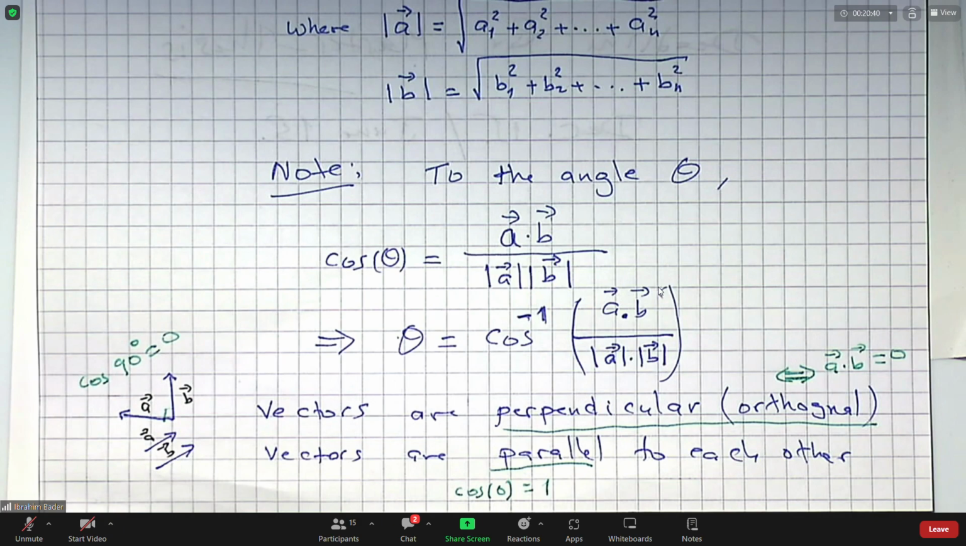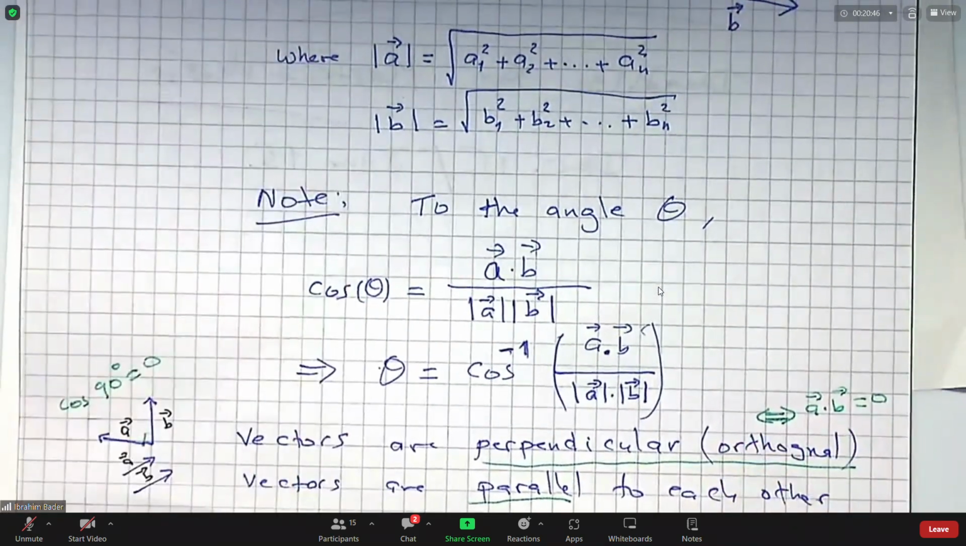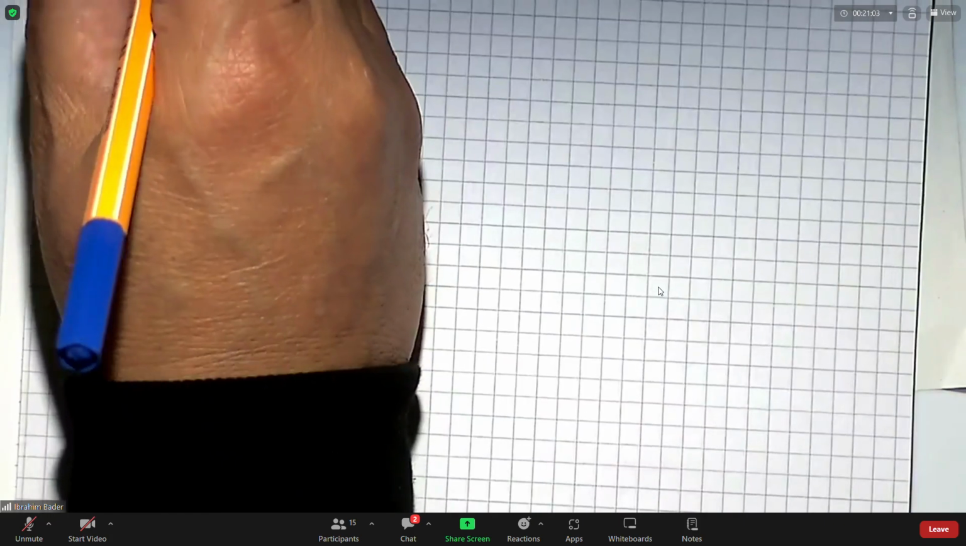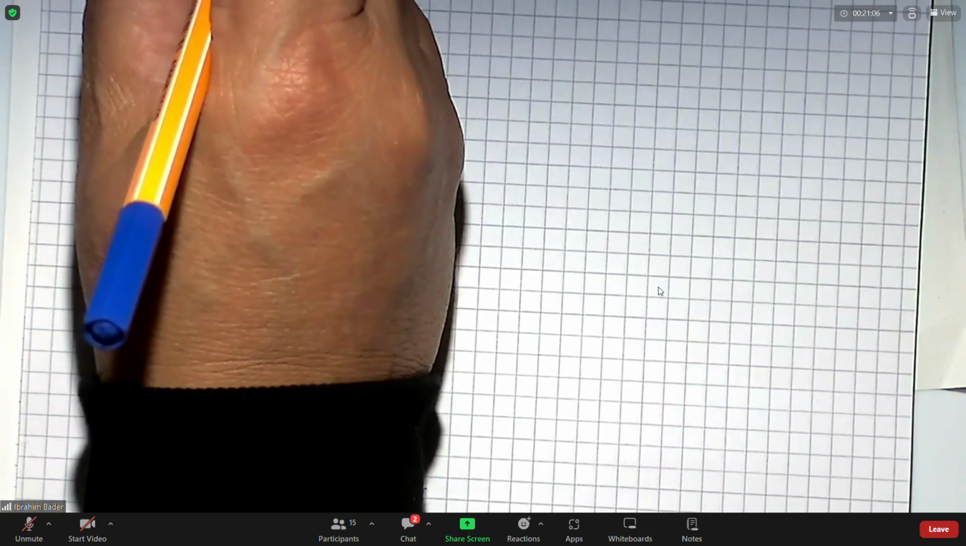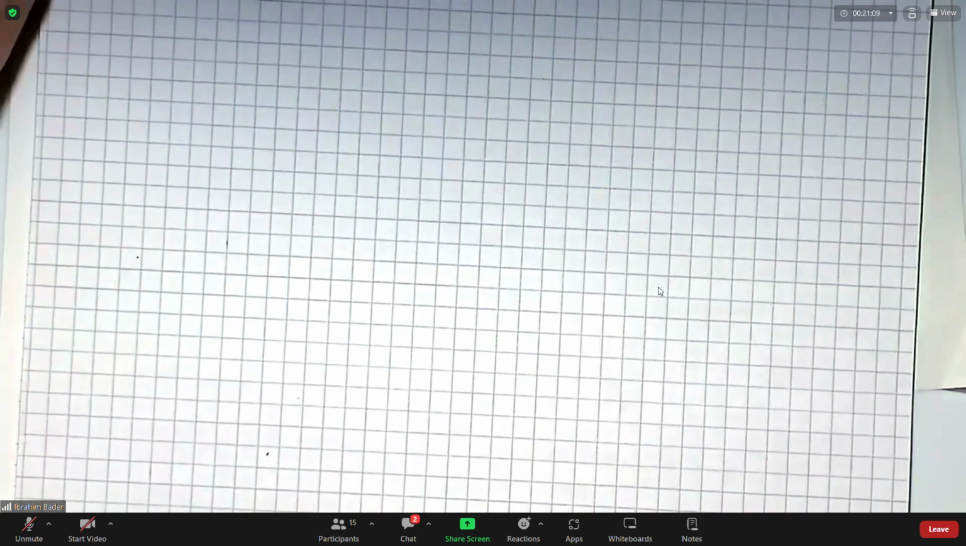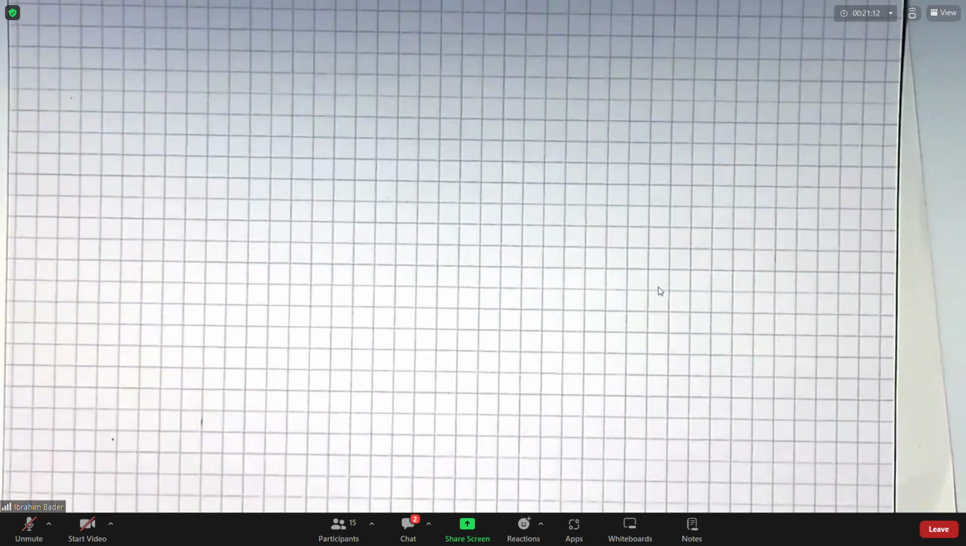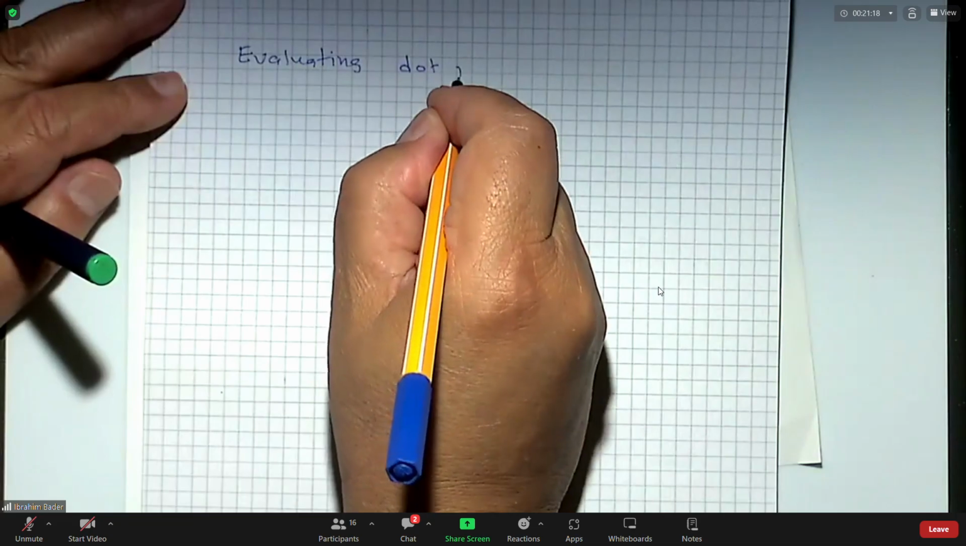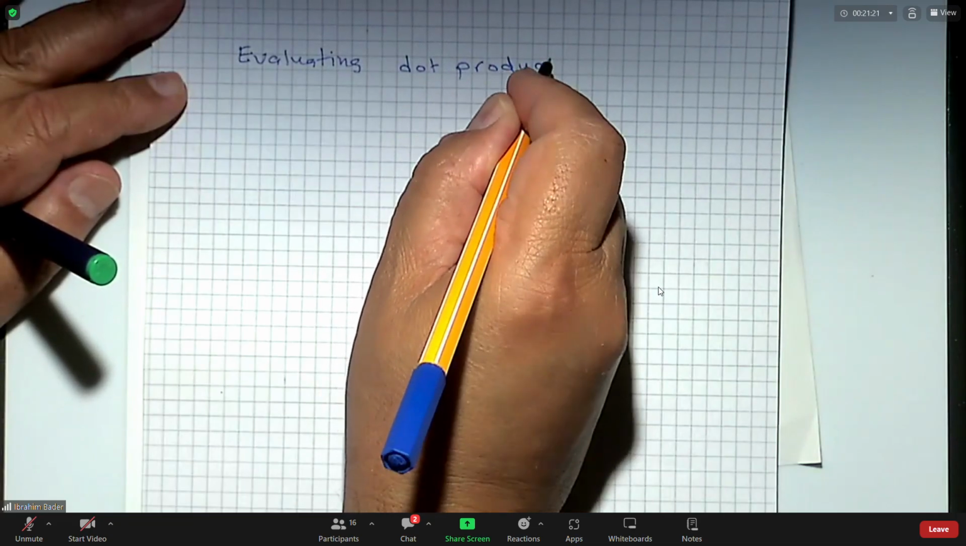Okay. Now, how to evaluate the dot product of these two vectors? Let me just write the same vectors there. So how to evaluate the dot product of two vectors? You can see it now. I will just zoom it out. Okay, evaluating the dot product. How to evaluate the dot product?